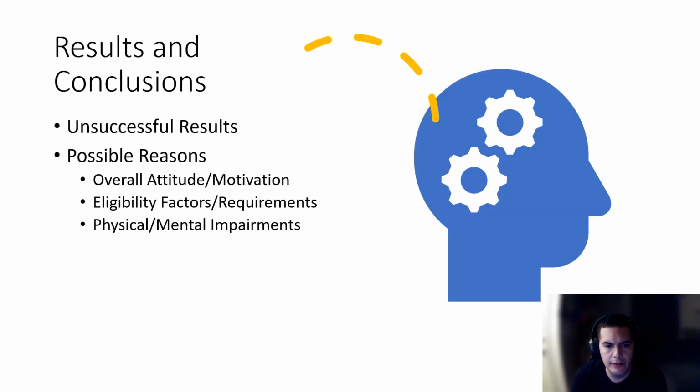Results and conclusions. Overall outcome of education seminars towards the selected community has been unsuccessful upon evaluation. Possible reasons could include the community members' overall attitude and motivation towards seeking resources available to them. Eligibility factors and requirements to obtain assistance such as income, disability, and citizenship can impede obtaining assistance. Other factors include physical and mental impairments, transportation, and adherence to interventions.